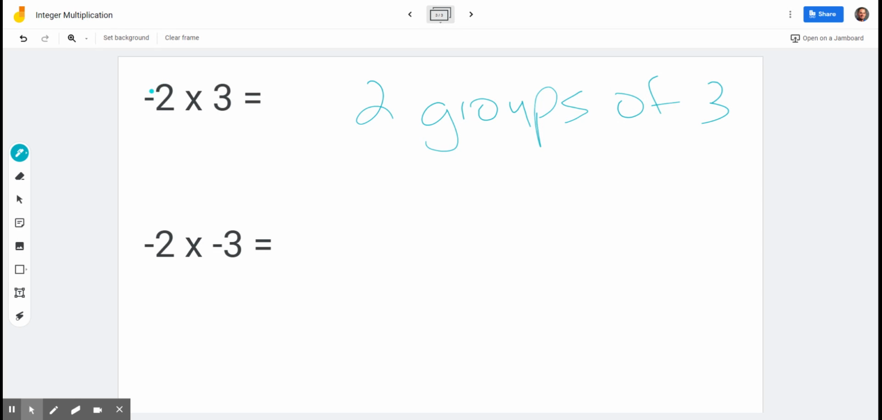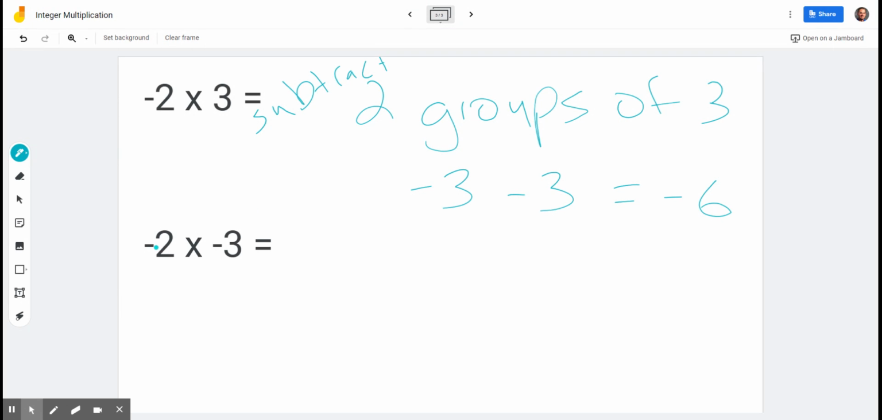But because this is not a positive 2, we can't add those two groups together. So instead, we must subtract. And so when we subtract two groups of 3, it's going to be minus 3 and minus 3. Well, minus 3 and minus 3 is going to give us a minus 6 or a negative 6. And Dude Guy would confirm that a negative times a positive is a negative, so we know that we're on the right track.